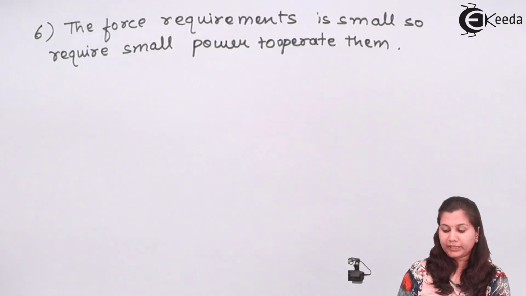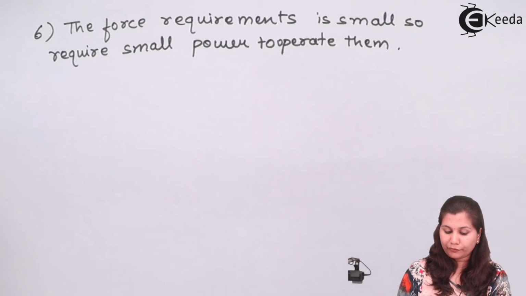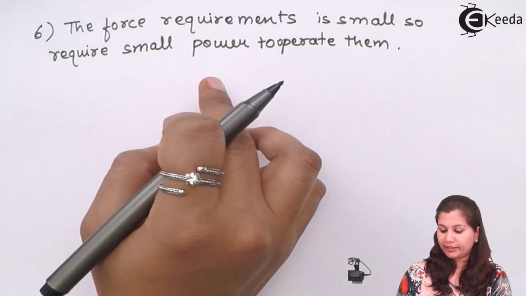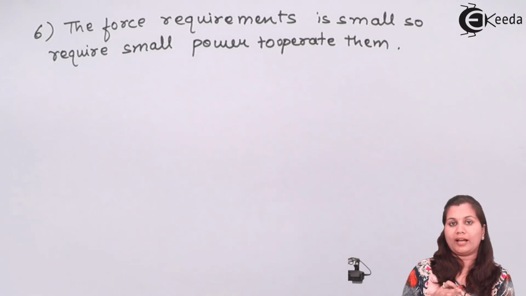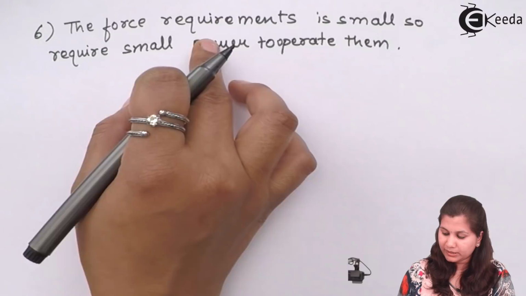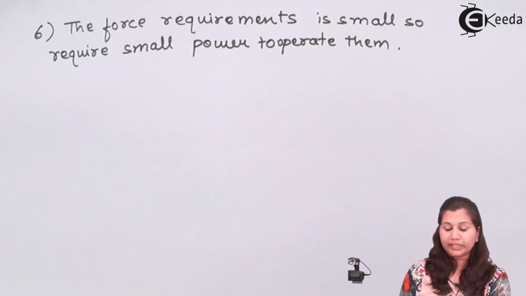Now, as in the first point, I have said that these are passive transducers. They will require some external force to do the conversion. So the force requirements are very small, and due to that they require very small power to operate them, because the power which is provided from the external source is used for the conversion process. So force requirements are small, so they require small power to operate them. So these are some of the advantages of the capacitive transducers.